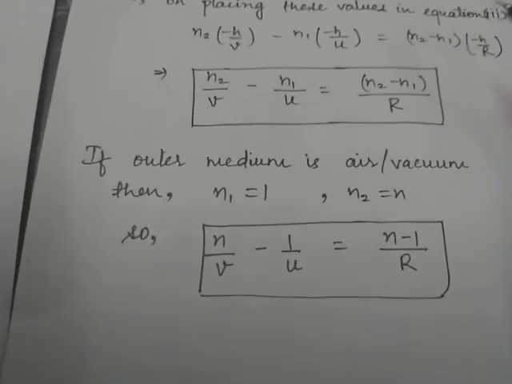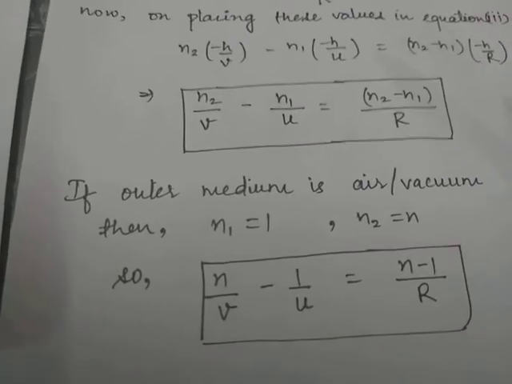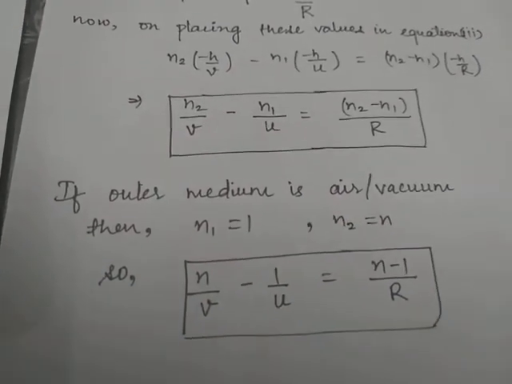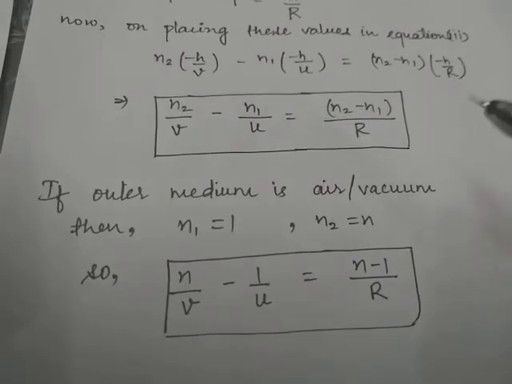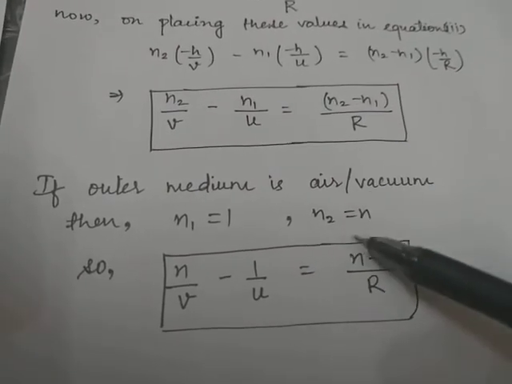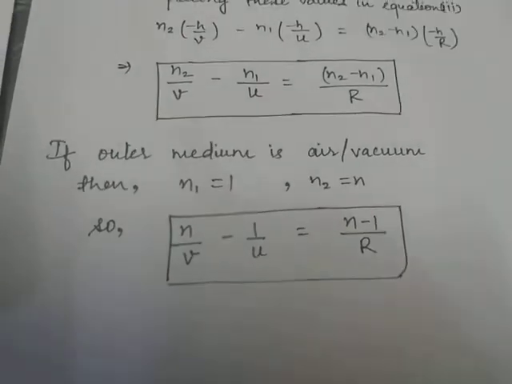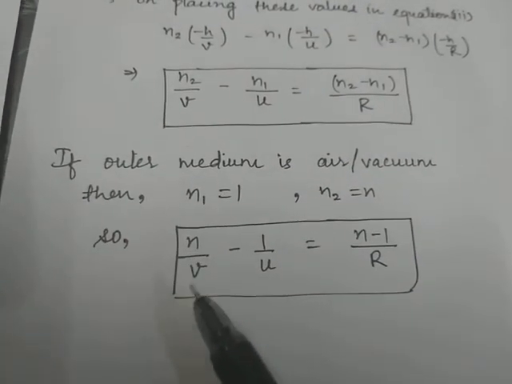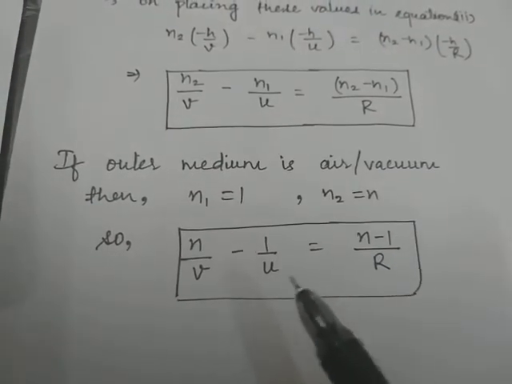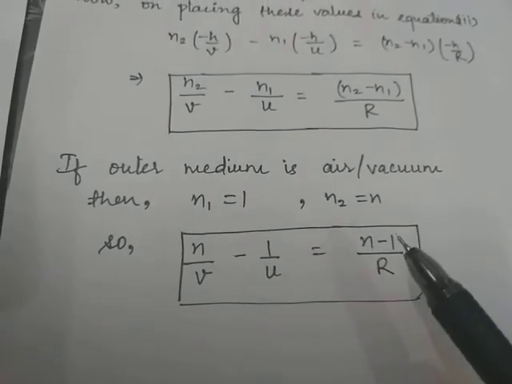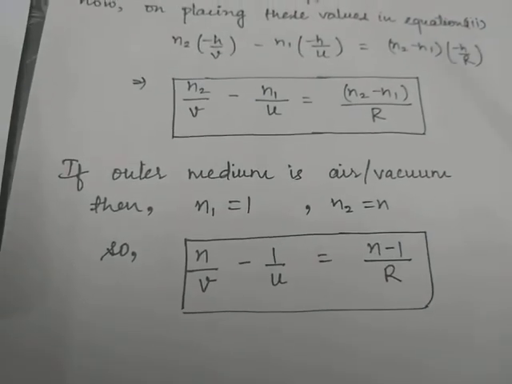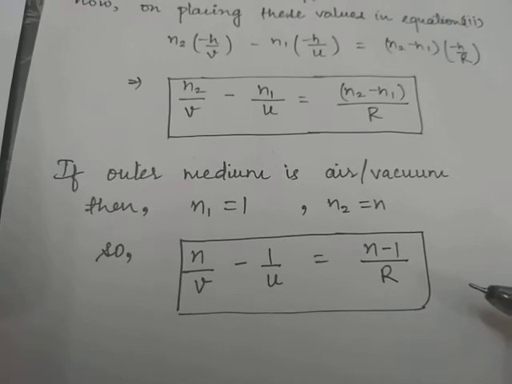A special case: if the outer medium is air or vacuum, then its refractive index will be 1. Then the other medium can be written as only n. In such a case, the expression will become n by v minus 1 by u is equal to (n minus 1) upon r. So this is the complete derivation.